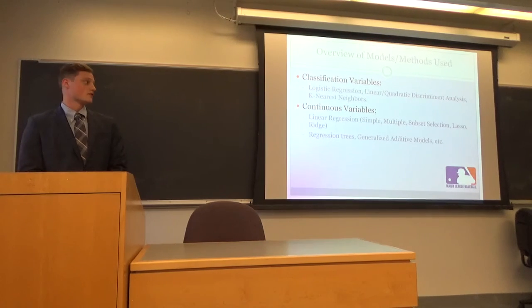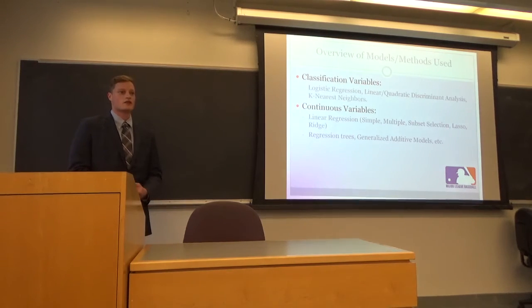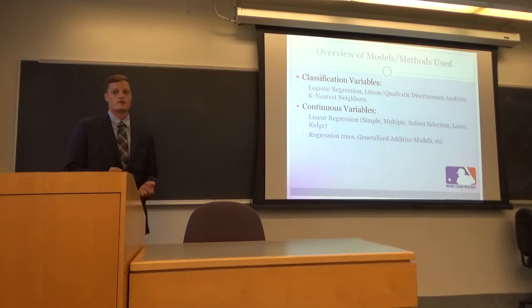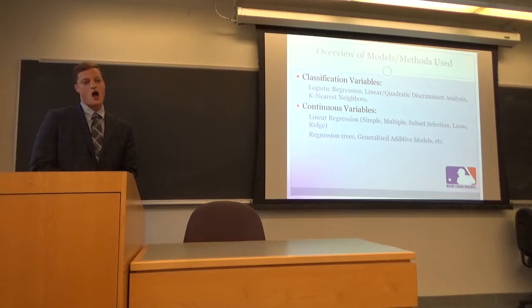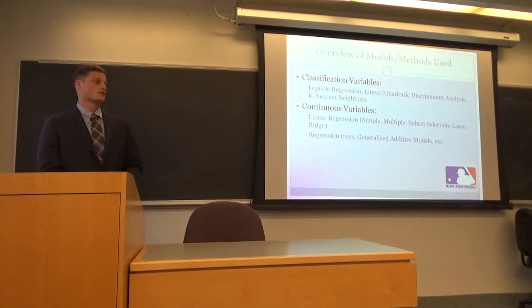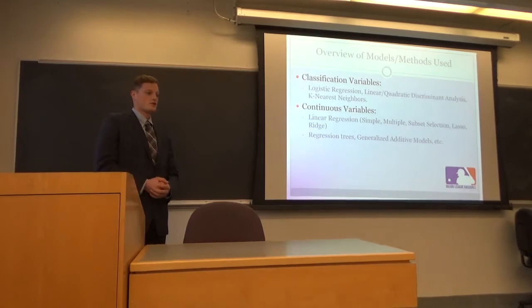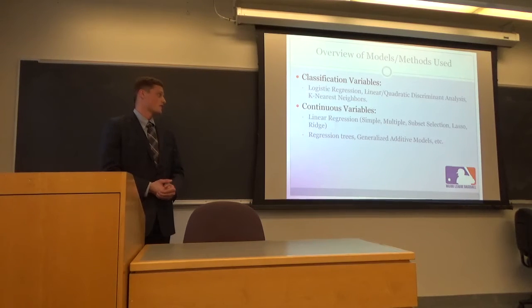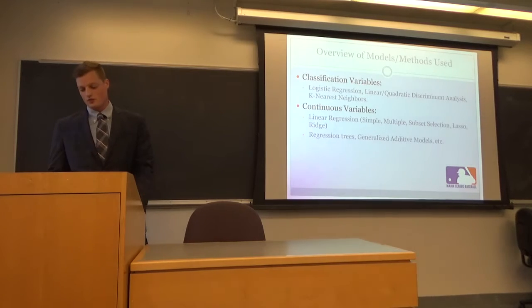We went through classification variables first and how to combat those and test if there's significance in any of the variables. We went through logistic regression, linear and quadratic discriminant analysis, k-nearest neighbors, and then went into continuous variables. We started with linear regression, moved into simple, multiple, subset selection, so backward and forward selection, lasso and ridge regression. Then in the second half of the semester, we covered regression trees, generalized additive models, and some support vector machines as well.